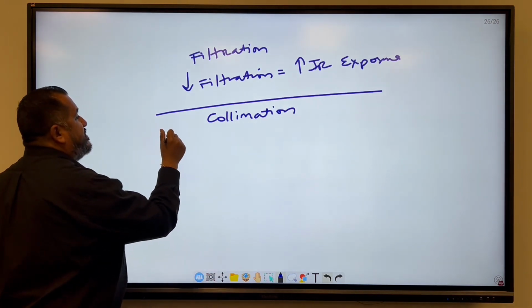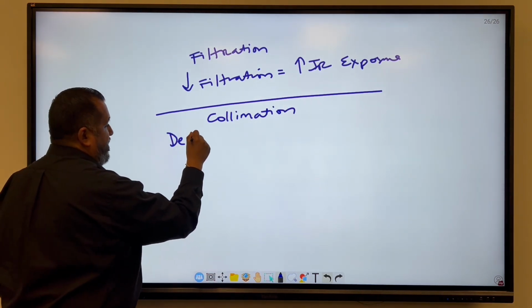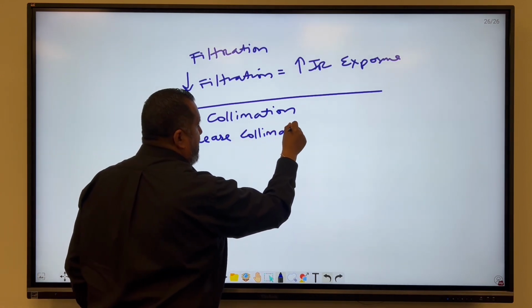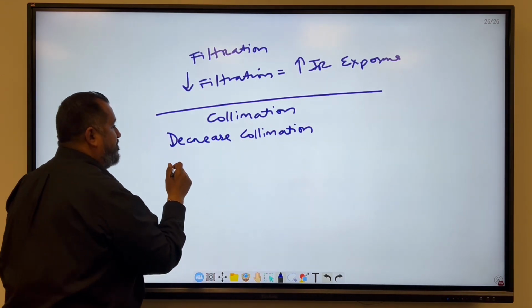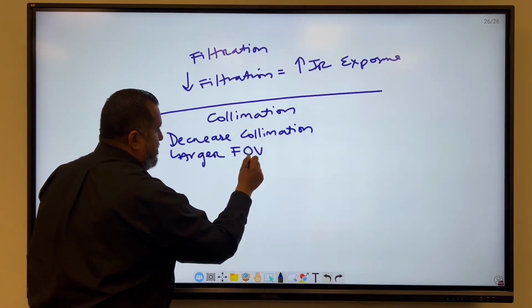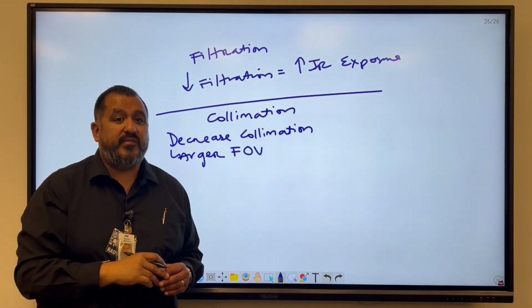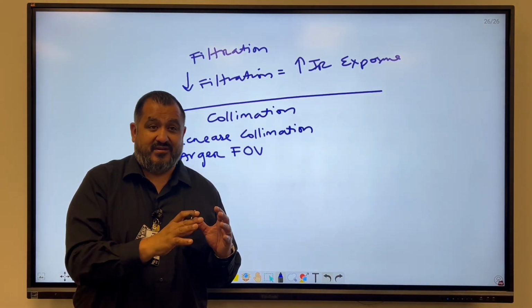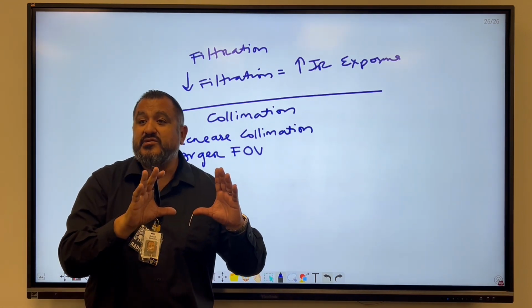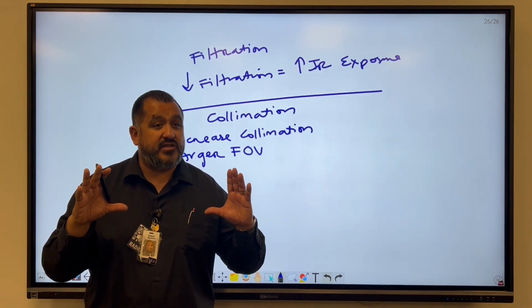If you decrease collimation, this always gets people. If you decrease collimation, that means you use a larger field of view. Okay, so if you increase your collimation, that means you're making the field smaller. This is what gets people. But if you decrease collimation, that means you're not using much of it. You're opening up the field of exposure.